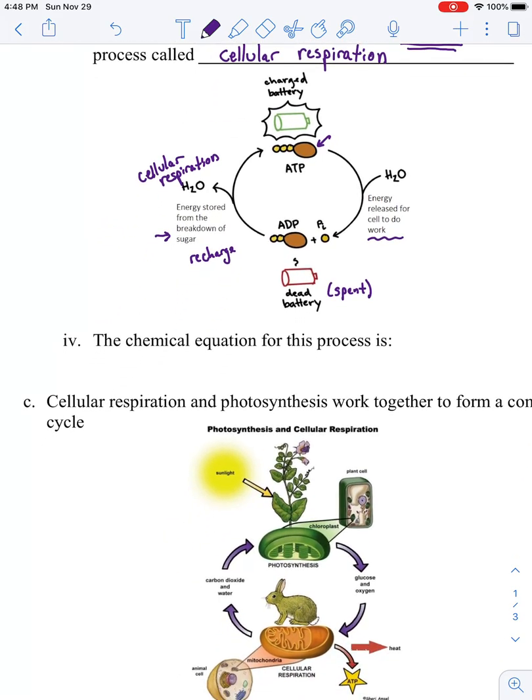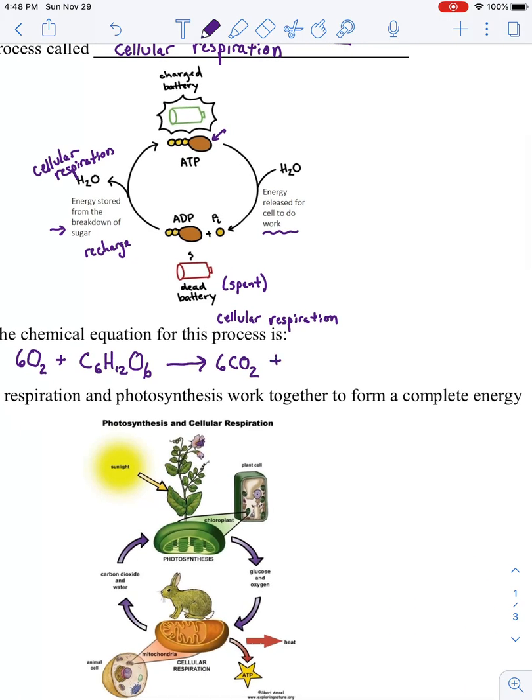Now, the chemical equation for cellular respiration is the following. 6 oxygen molecules, and oxygen is O2, plus 1 molecule of sugar, C6H12O6, yields 6 molecules of carbon dioxide, CO2, plus 6 molecules of water, plus, and this is an average that can vary, but for the sake of our class we'll say 36 ATP. And remember, this is energy.